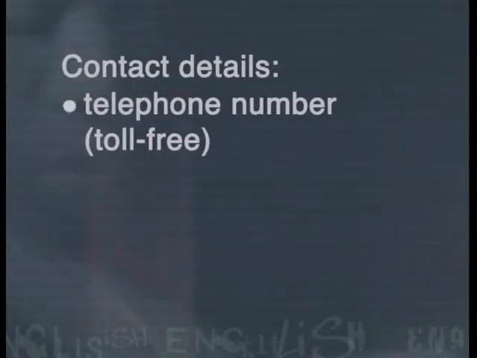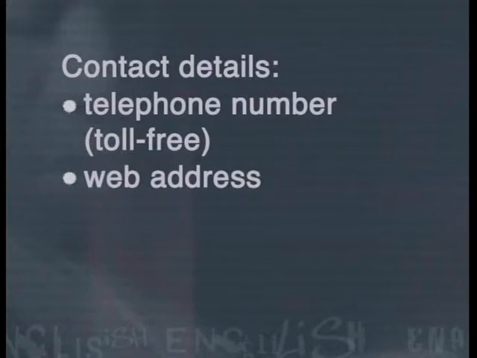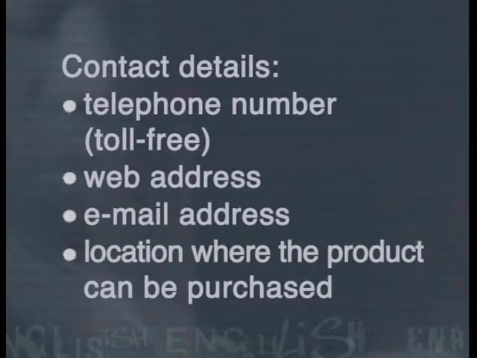So what information can advertisers give that would make it as easy as possible for readers or listeners to get hold of a product? Here are some examples. A telephone number, preferably toll-free, a web address, an email address, a location where the product can be purchased. If most of this information were given, it would be very easy for a reader or listener to phone and order a product, or even to phone and find out more information about the product.